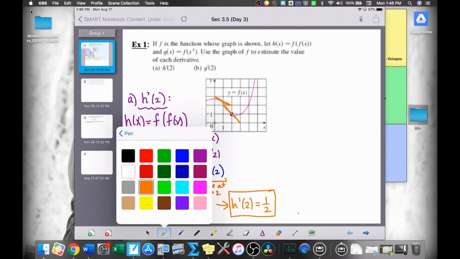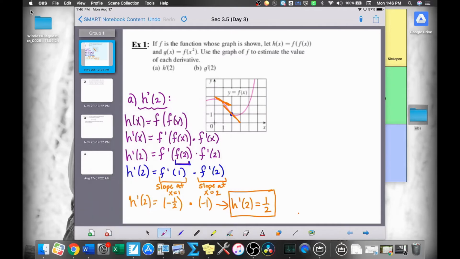All right, let's take a look at letter B. Letter B asks us to find g prime of 2. So again, let's begin with the given function for g. G of x is equal to f of x squared. And so if I were going to find the derivative of g, which would be g prime of x, I will be using chain rule.